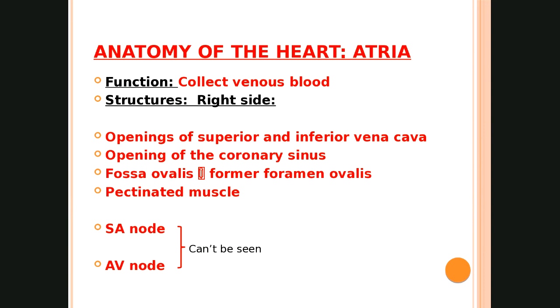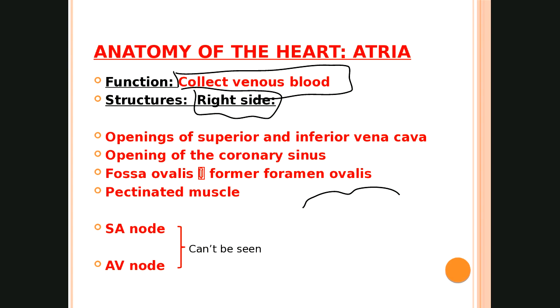Okay, we're going to look at each of the chambers independently and note the types of structures that we see in each. So first, we're going to look at the right side. So now we're looking at the right atria. And again, the function of both atria is to collect venous blood. In the case of the right atria, there are 3 blood vessels that arrive at the right atria.